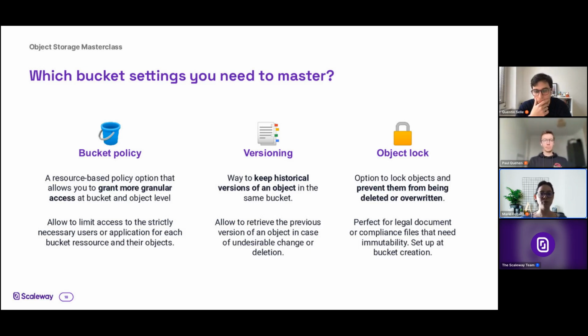Versioning is a way to keep historical versions of an object in the same bucket. Typically, this is useful for durability purposes if you want to prevent undesirable change or deletion and always be able to retrieve a previous version of an object in case something goes wrong. Object lock is a very specific feature that needs to be set up at bucket creation and is useful for legal purposes or compliance. For example, if you want to prevent specific objects from being deleted or overwritten. This matches the immutability use case you can think of.